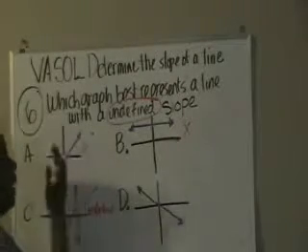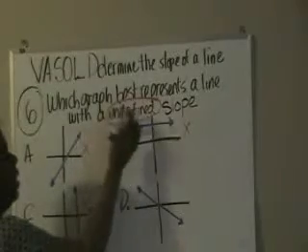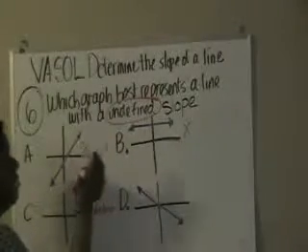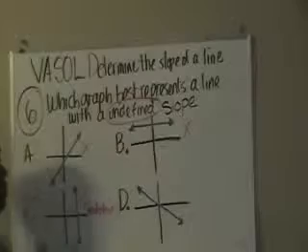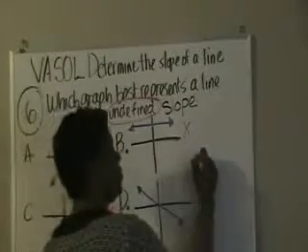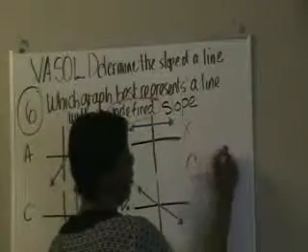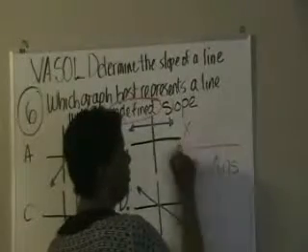And just check your question again. Which graph best represents a line with an undefined slope? It should be with an undefined slope. So this would be your answer. C would be your answer.